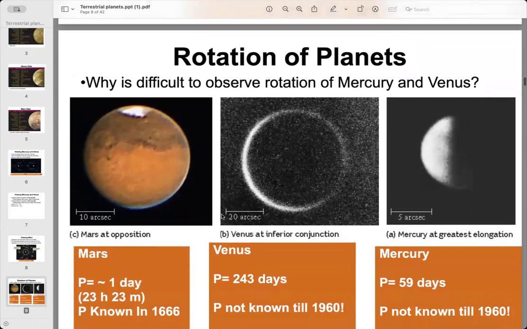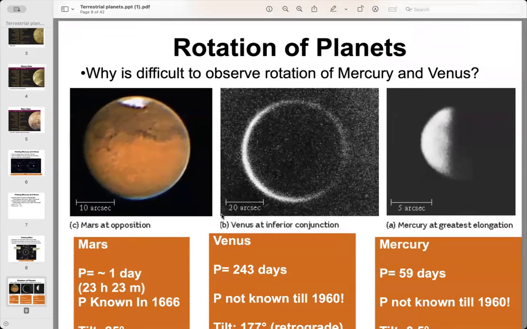Rotation of planets. Mars rotates on its axis in a time period which is very close to the Earth, about 24 hours.